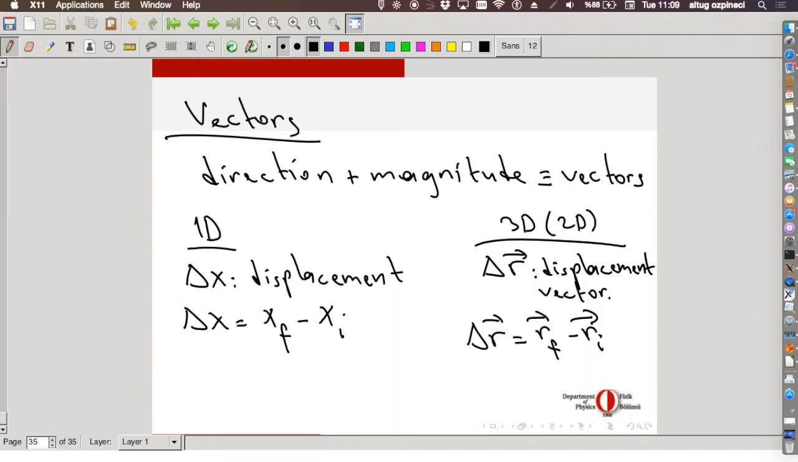But then the question is, how do we define the difference of 2 vectors? Or if I write it in a different form, now the question is, how do I multiply a vector with a number? And how do I add 2 vectors?